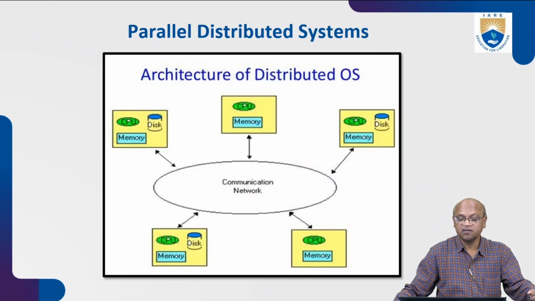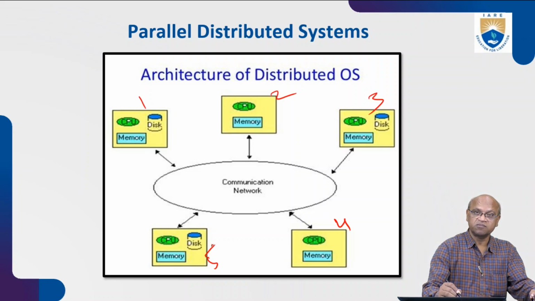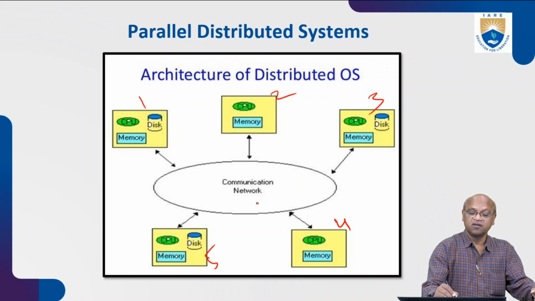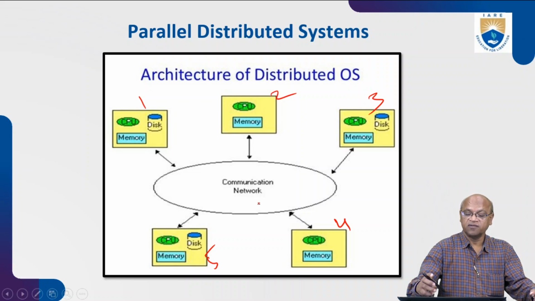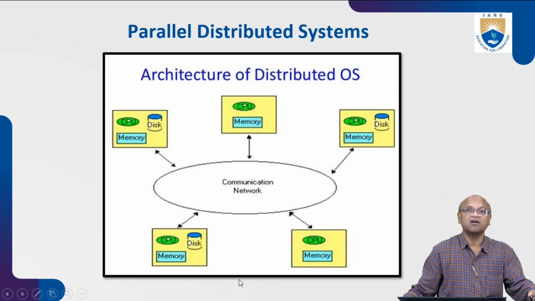Now we'll look at the architecture of a distributed OS. In this one, this is a system, this is another system, this is another system, and these independent systems are connected through a communication network. These systems interface or interconnect with each other by using this communication network. This is called a distributed OS.